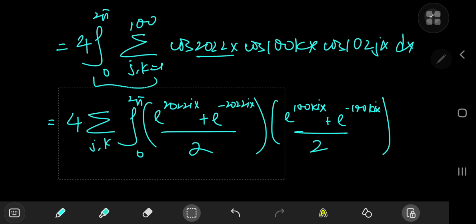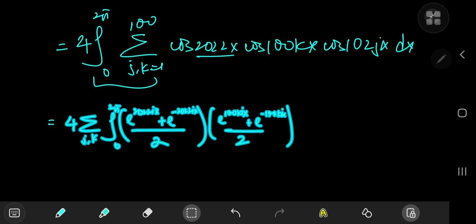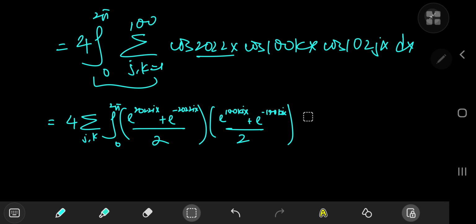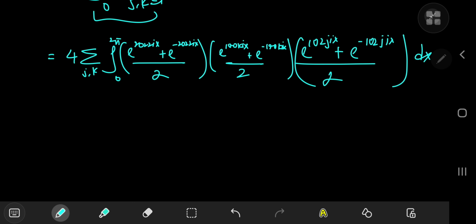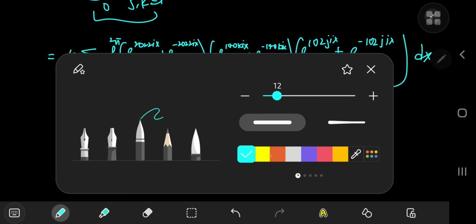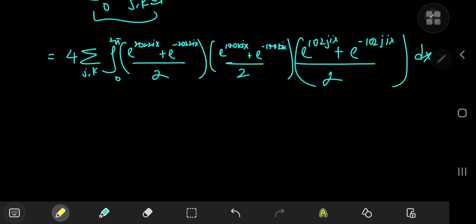And I've run out of writing space, so let me just make some adjustment over here regarding space. So we're left with e to the 102jix plus e to the negative 102jix divided by 2, integration with respect to x. And now we have to multiply out these terms. And you can notice some really nice patterns over here. You don't even have to perform all the manual multiplication. Just looking at it tells you that the denominator is going to be 8. So that cancels out the 4 pretty nicely, and we have 1/2 outside.